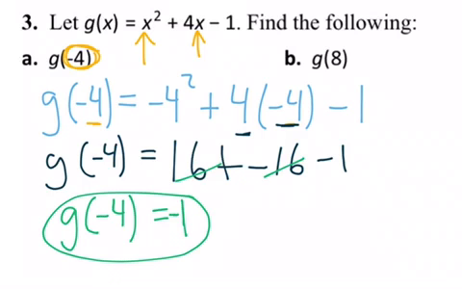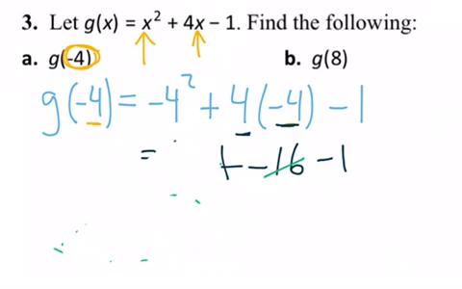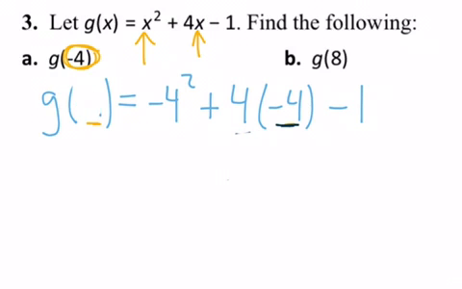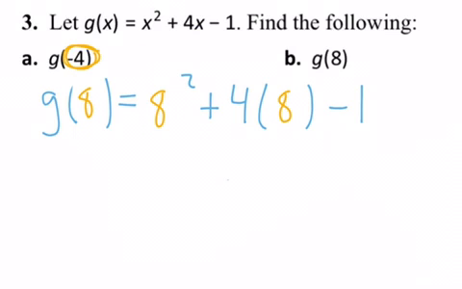So I'm going to clear everything out. And I want to show you that all I'm going to do is replace in my original writing where this -4 is at. I'm going to replace it with my 8. So g of 8 will equal 8 squared plus 4 times 8 minus 1. So we know g of -4, we already solved, was -1.